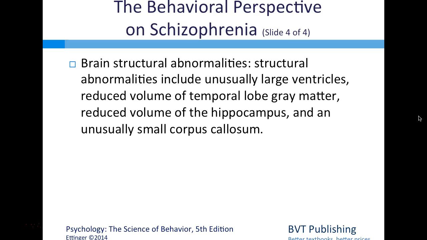And brain structural abnormalities. Structural abnormalities include unusually large ventricles, reduced volume of temporal lobe gray matter, reduced volume of the hippocampus, and an unusually small corpus callosum, which we learned about in an earlier chapter, right? In one of those movies that you watched.